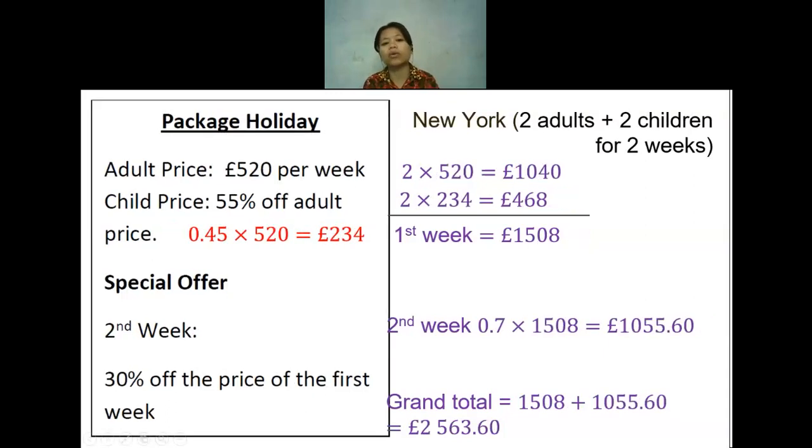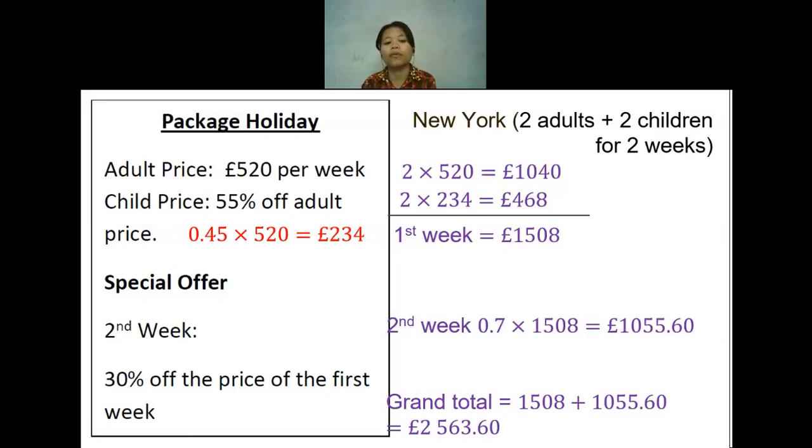For the next place, I will go to New York. For New York, same thing. We have to read the brochure properly. It says that each adult will cost 520 pounds. Because there are two adults, I need to multiply it by 2. For the children, they get 55% off. If the original is 100 and there is a 55% discount, then 100 minus 55, I will get 45%. The 45% I change into a multiplier, which becomes 0.45.